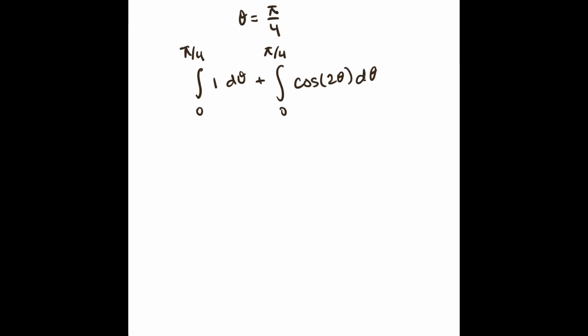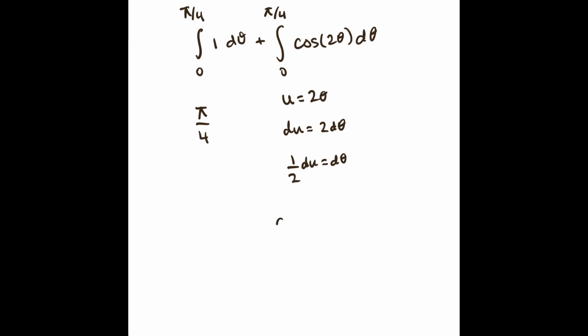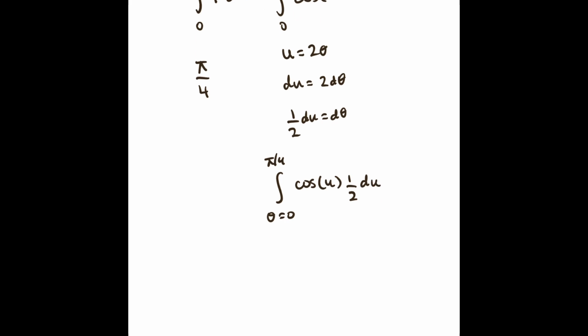So for our first integral, it's just pi over 4. And then for our second integral, we'll use u substitution. So we'll let u equal 2 theta. du is equal to 2 d theta. 1/2 du is equal to d theta. So we'll have 0 to pi over 4, cosine of u, and then du is 1/2. d theta is 1/2 du.